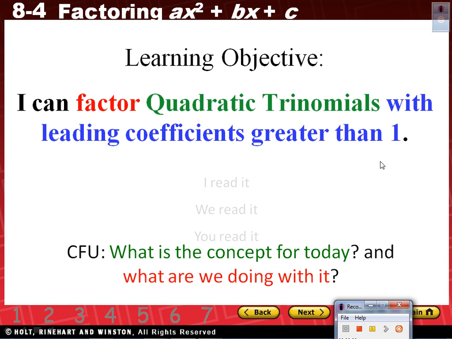If you noticed on last night's homework, those of you that actually did it, the leading coefficient, the first term, was an invisible 1 on all of them. Today we're going to have actual leading coefficients that are not 1. They're greater than 1. It's either 2 or any other number. And there's a different process for that.